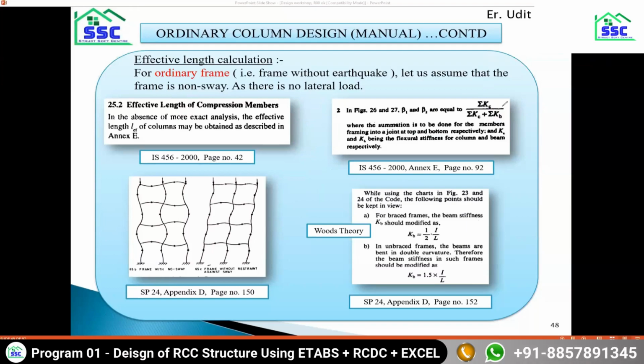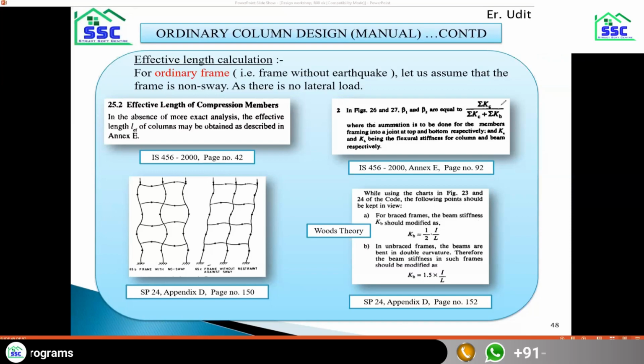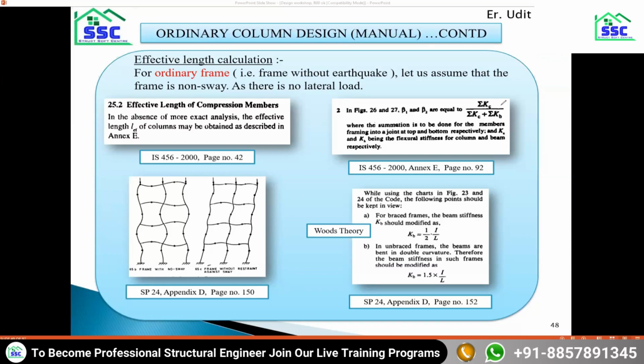Now, even most of the practicing consultants, or the people who have been in the industry for a long time, calculate this factor beta 1 and beta 2 incorrectly. I will tell you why they calculate it incorrectly. Because unfortunately, in our IS 456 2000 Annexure E, nowhere in the entire code have they given how to calculate summation Kb.